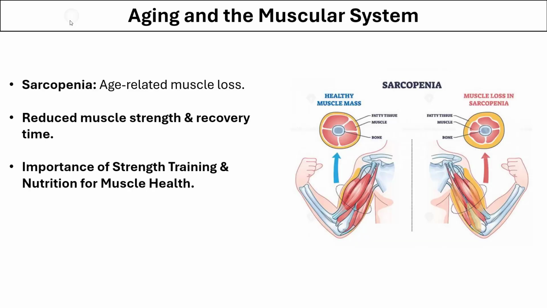As you age, you constantly lose muscle mass, and that is called sarcopenia. This can be avoided for some time by strength training and by proper nutrition, because if you don't strength train and you don't have a good diet, it can lead to loss of your muscle strength, and your recovery time from any kind of strain would be pretty long.